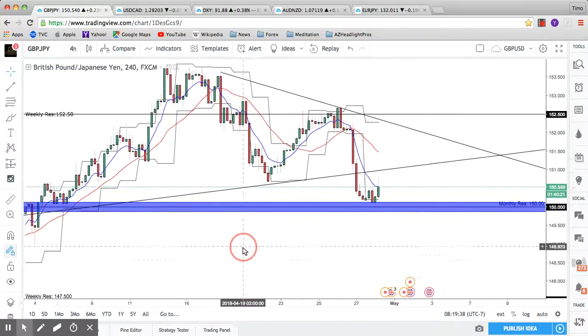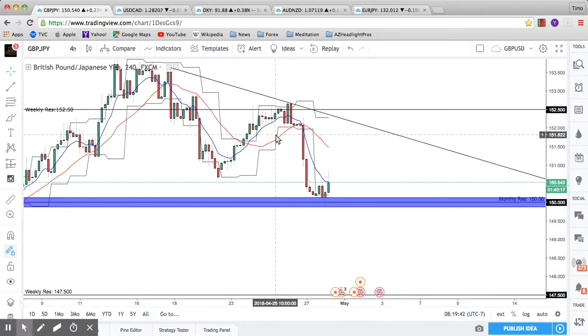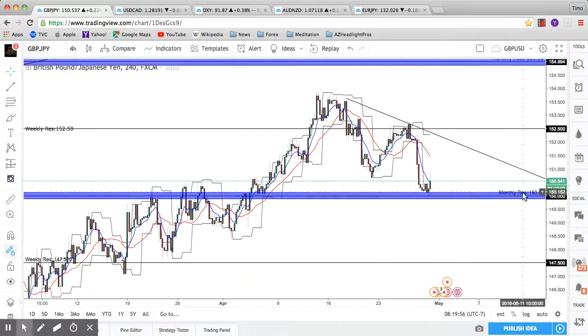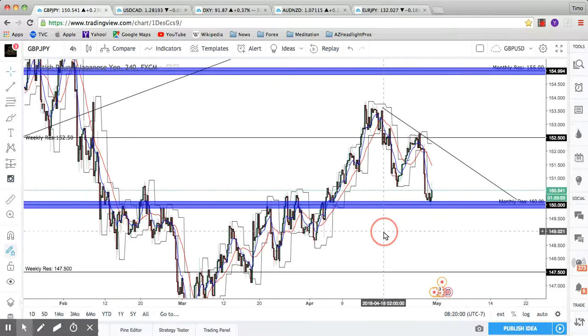Let me take some of these trend lines off, like this one, just for a clearer perspective. So what I'm looking for this week on pound versus the yen is we're going to retrace at least 50 to 60% of this move, and I'm expecting 150 to be broken. Once again, use your own strategies to enter and exit. This is just technical analysis based off what I'm looking for the week.